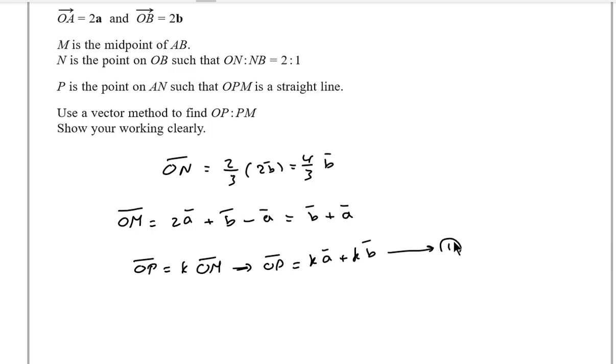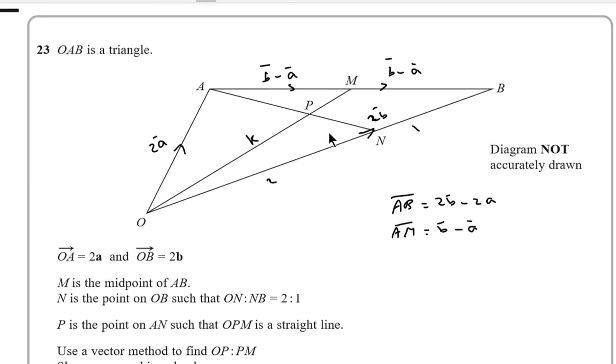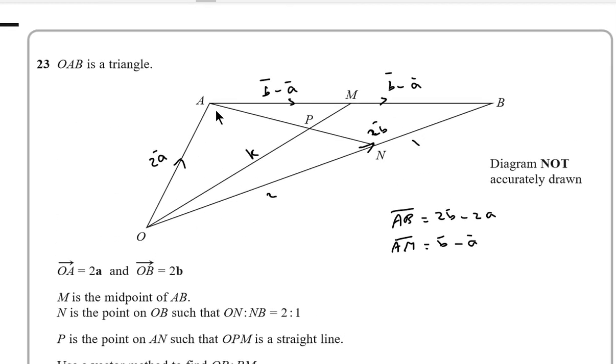Now we want to find OP vector also, but along point A. So OP vector will be equal to OA vector plus AP vector. I will call AP as L, and it will be a part of AN vector, right?